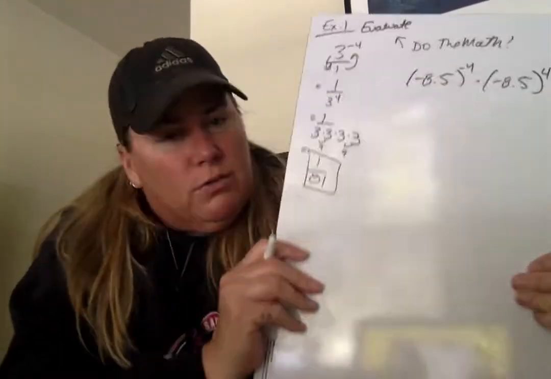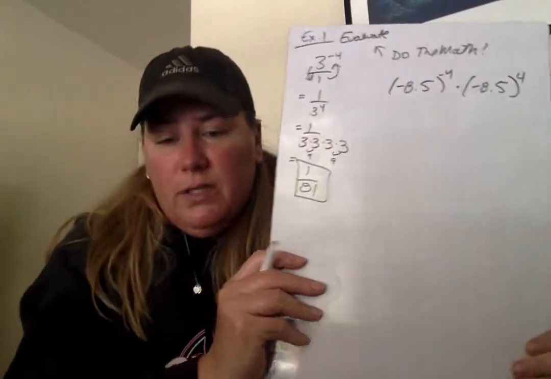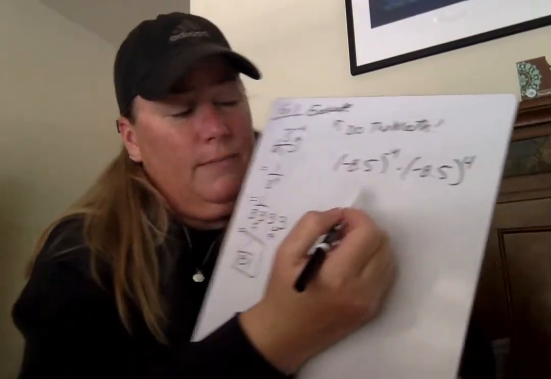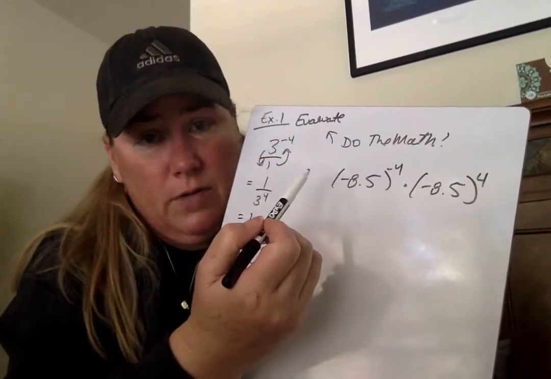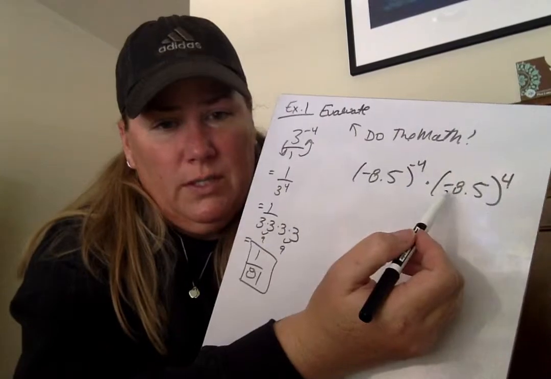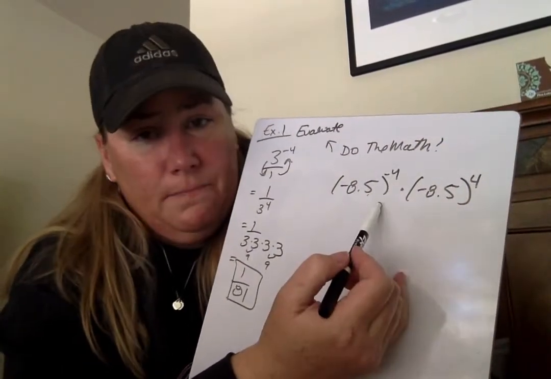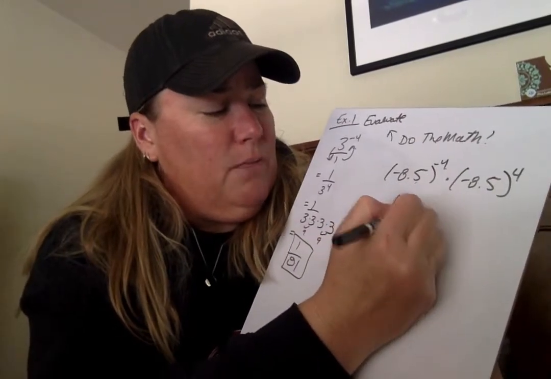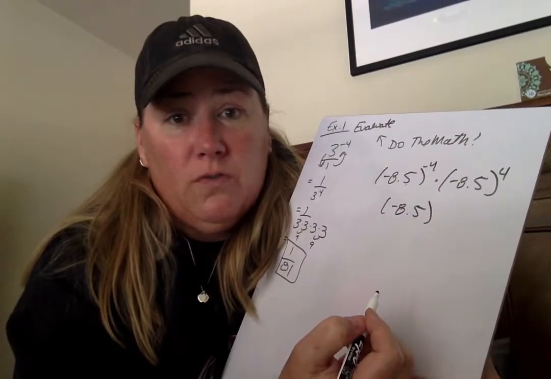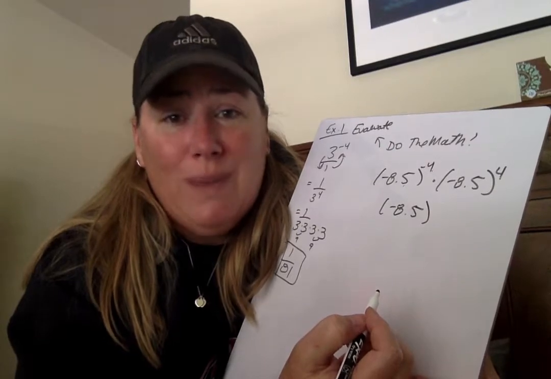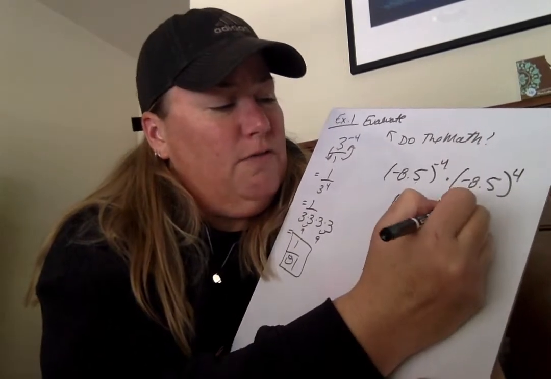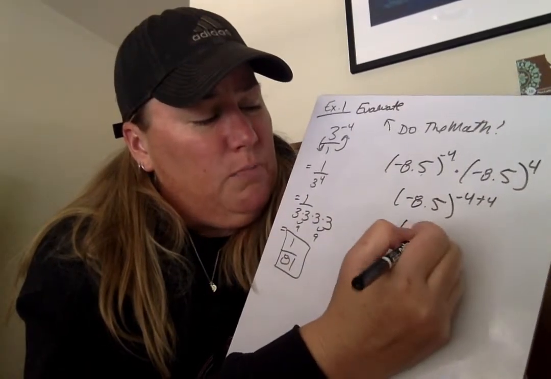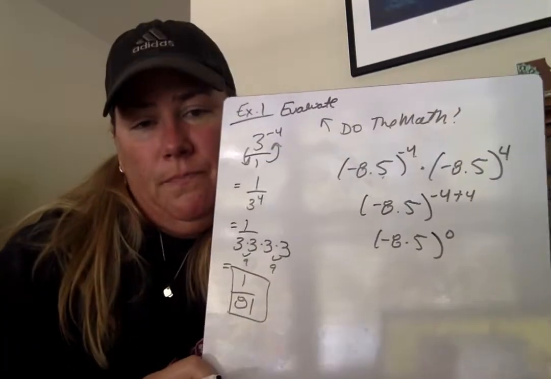There are so many different ways you can attack exponent problems, guys, and it really doesn't matter, but I always kind of stick to the same thing. So we're not jumping straight to a negative exponent problem. We're going to look here, see what this problem is, and the base is the same. And since the base is the same, then you can add your exponents. So you have the quantity negative 8.5. Don't forget to keep the parentheses. To the negative 4 plus 4. And so you get the quantity negative 8.5 to the 0 power.